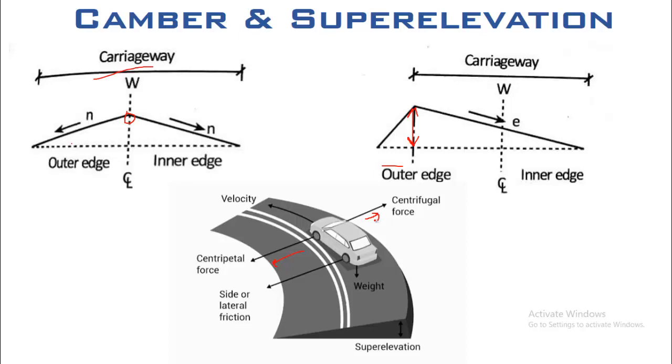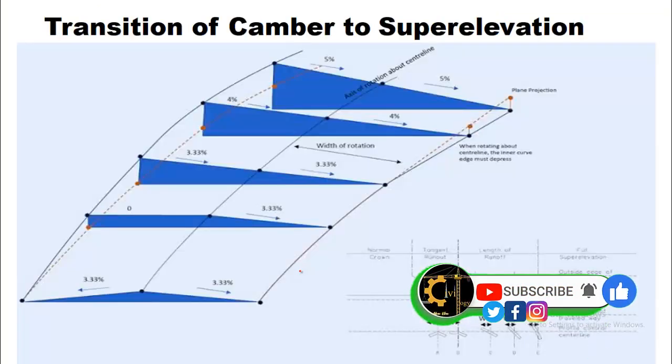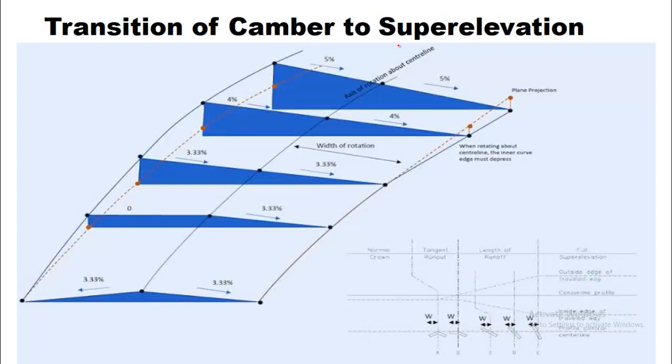Okay, if super elevation is not provided, then centrifugal force will be maximum, and the car will be detracked, or you can say if it is traveling with a high speed, it will be carried away from the road if super elevation is not provided. So super elevation is very important. Now coming towards the transition of camber and super elevation. As you can see over here, camber is provided in the straight portion of the road.